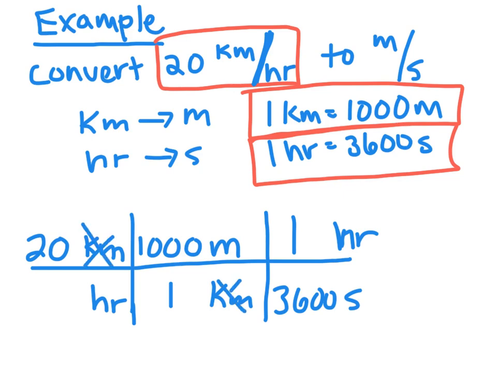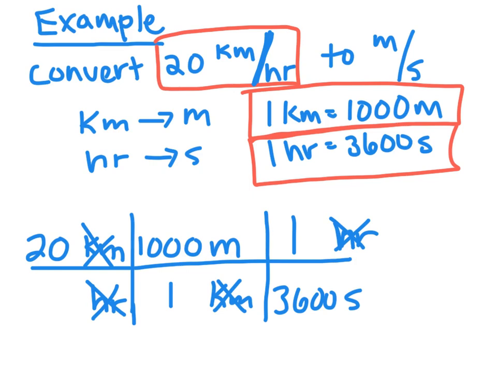Kilometers cancels with kilometers. Hours cancels with hours. And all we're going to have left is we're going to have meters per second. Now, I'm going to use my calculator. I'm going to do 20 times 1,000 divided by 3,600.